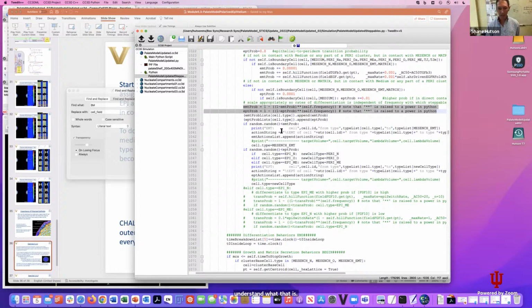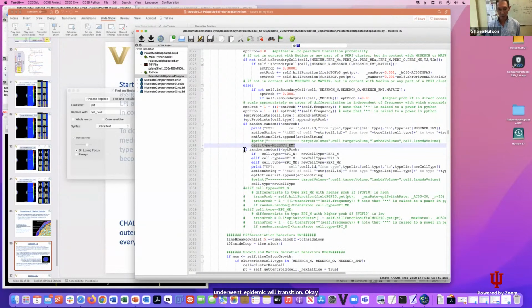So we have our probability, and then we test the probabilities, right? Choose a random number. Is it less than the probability? And if so, then we got some strings that print out some information about it. I like to do that. And we simply change its cell type. It becomes a mesenchymal underscore EMT, one that underwent epithelial to mesenchymal transition.